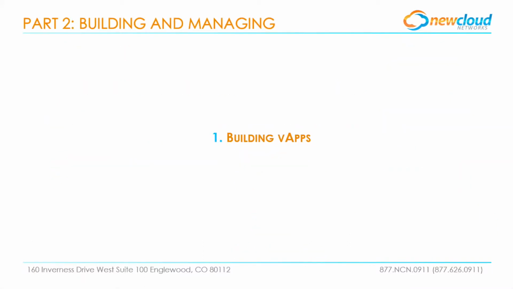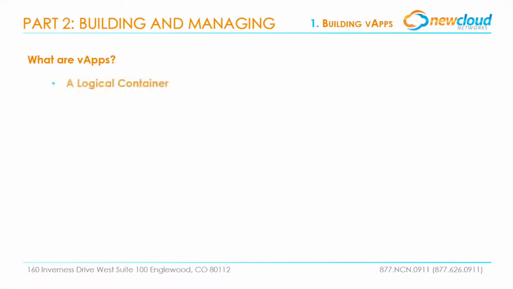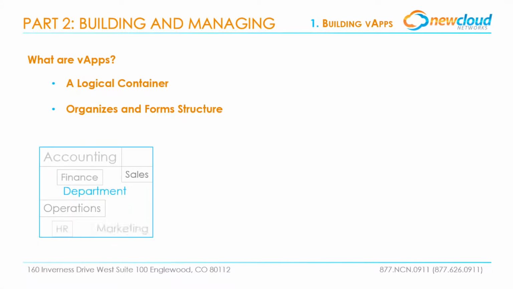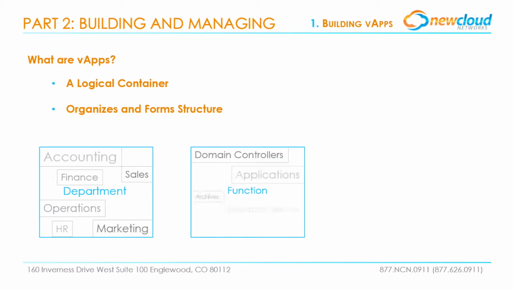Building vApps. First, we should understand why we're building vApps. vApps are logical containers that allow us to organize our virtual servers and form structure for our virtual servers. For example, you can organize your VMs by department, function, or company.